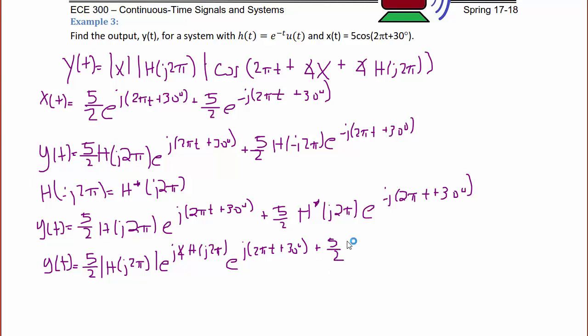plus 5/2 times the magnitude, and remember this is even symmetry, so I can write H(j2π) again, e^(-j·angle H(j2π)) e^(-j(2πt + 30°)).